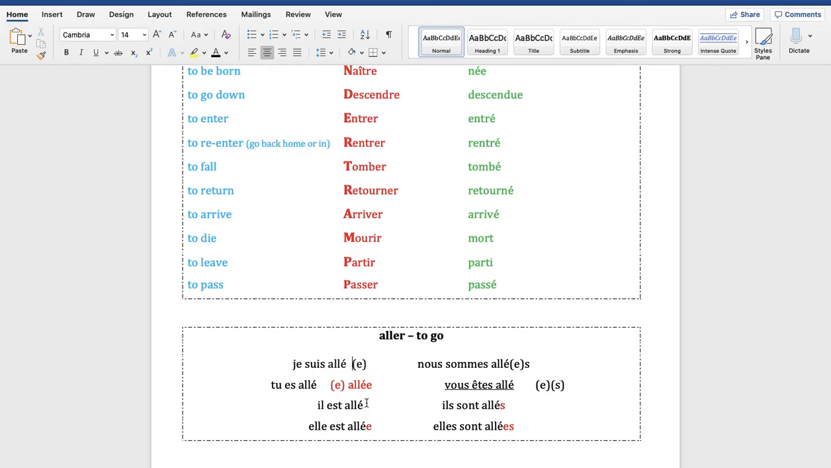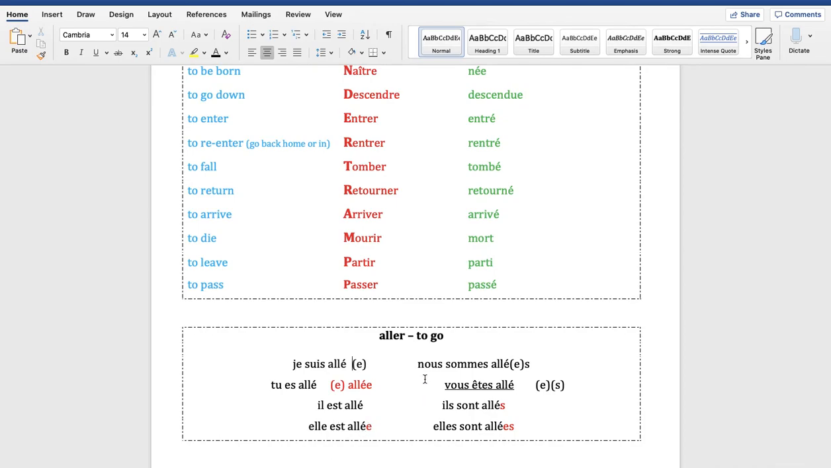On to the il est allé. As you can see, nothing is there. Nothing in brackets. It's a boy. We add nothing. We have no possibility of adding anything. For elle est allée, we must add an E. Not in brackets. Nothing is possible or not possible. We have to add that E there because elle is a female.